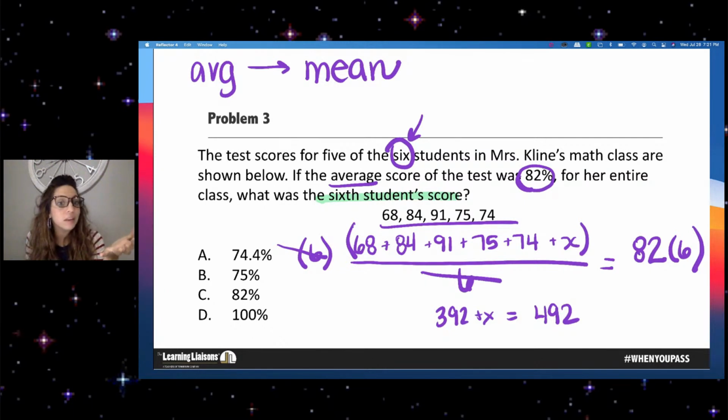And knowing mean, median, and mode and measures of central tendency really stretches across most of the assessments. So this is important for everyone.